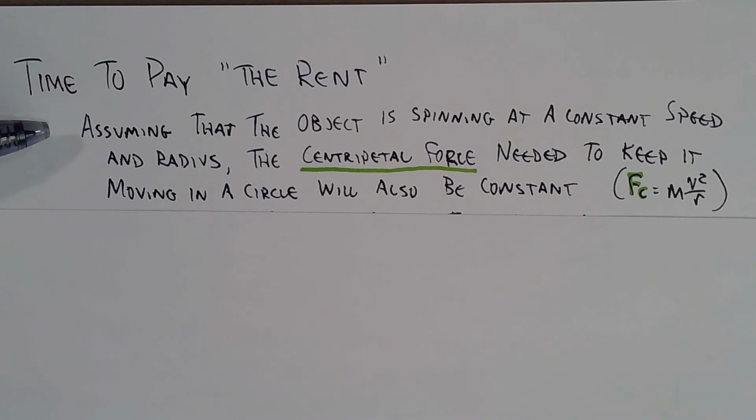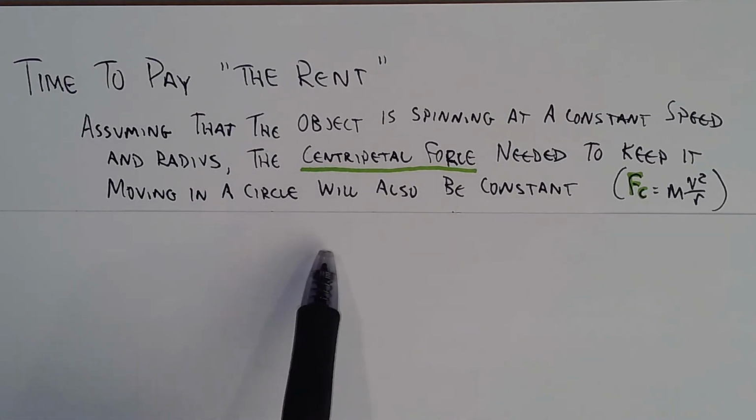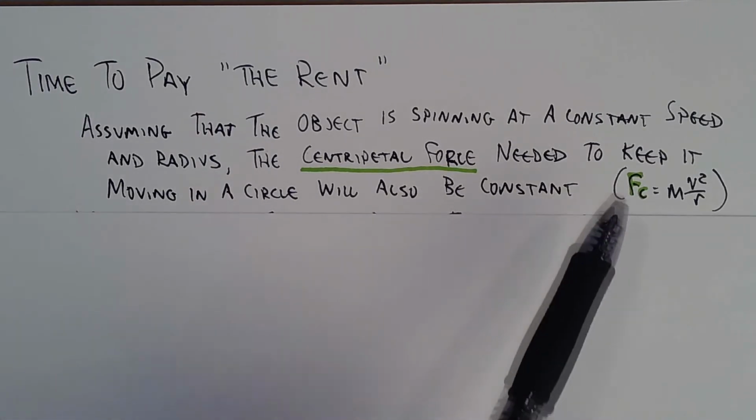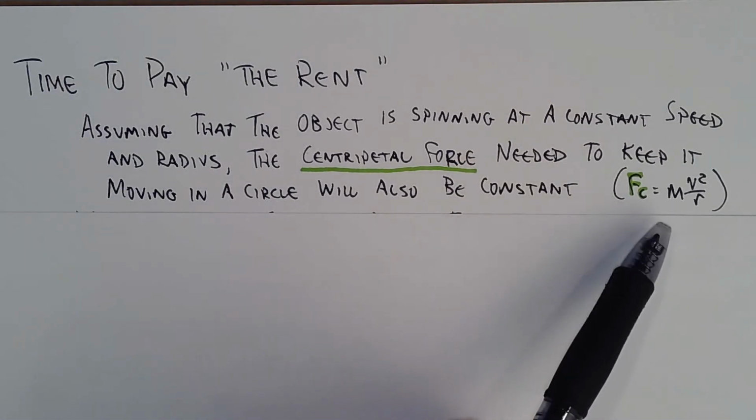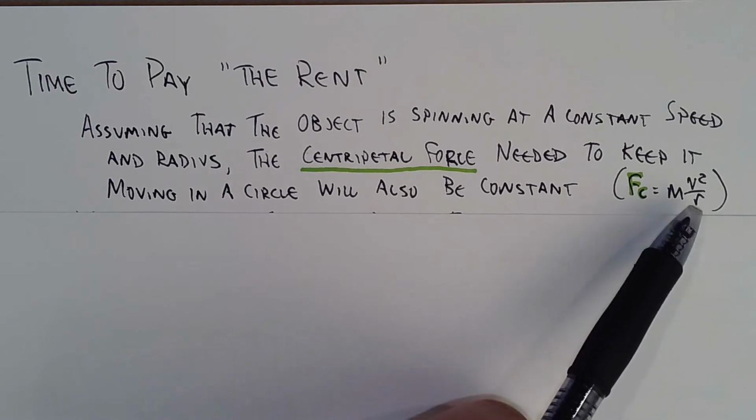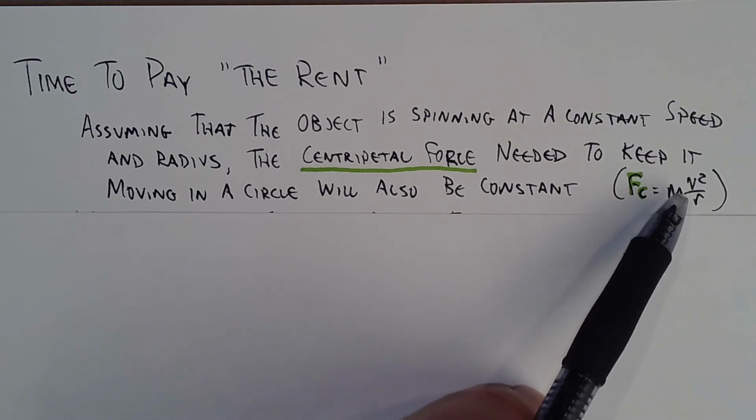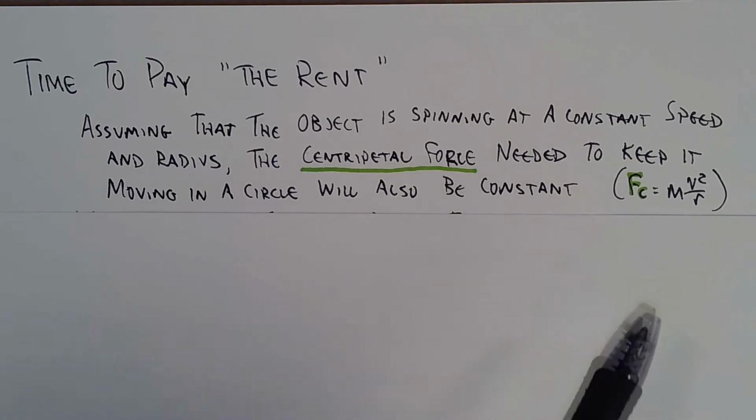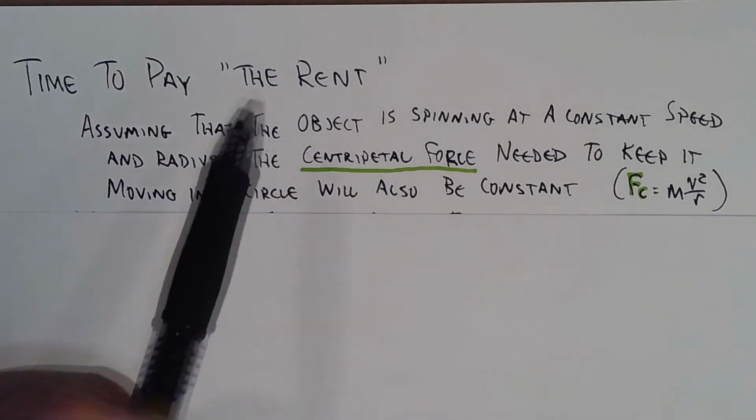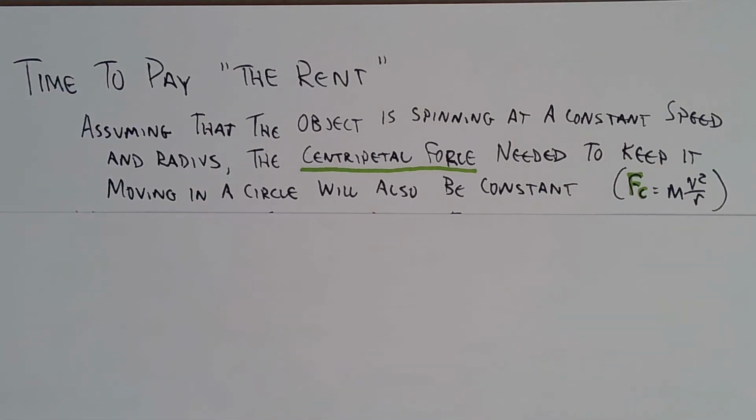The object is spinning at a constant speed. The radius is also constant. So the centripetal force needed to keep it moving in a circle will therefore be constant as well. And we'll assume the mass of the object isn't changing. Of course, the centripetal force is equal to the mass times the acceleration, where acceleration is v squared over r. Since neither mass nor speed nor radius change, the centripetal force is always the same. No matter where it is spinning in the circle, you always have to have that same amount of centripetal force, whatever it is for that scenario.